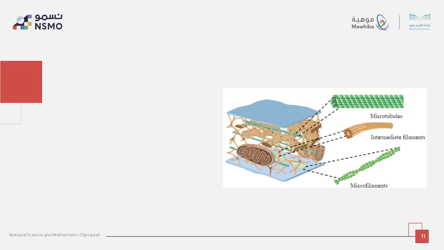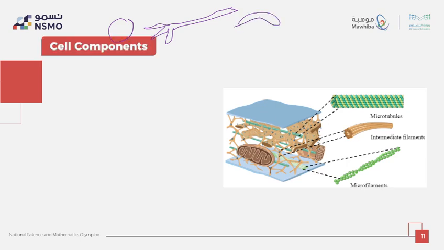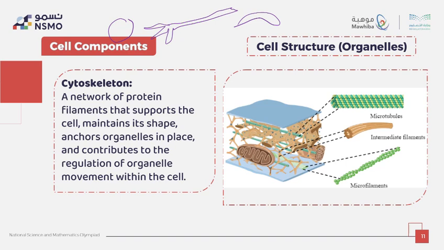Did you ever wonder why red blood cells have this shape? Why does a neuron have this shape? Why does a muscle cell have this shape? All of that is because of what we call the cytoskeleton. The cytoskeleton is a network of protein, made of protein filaments that maintain the cell's shape and regulate its movement.